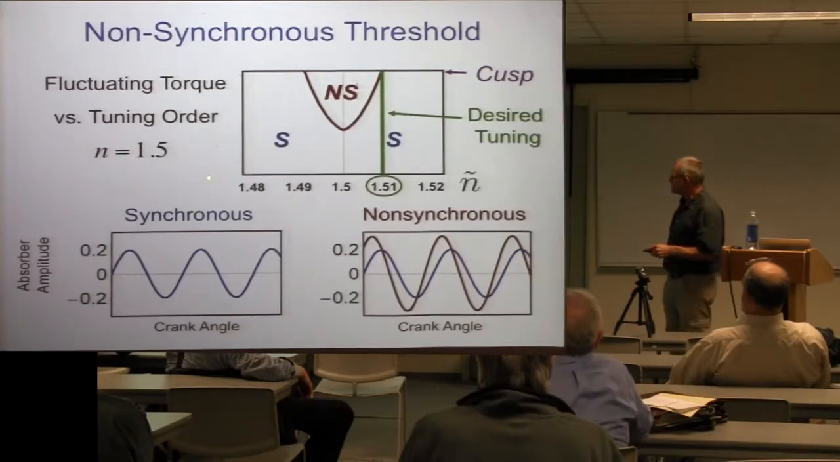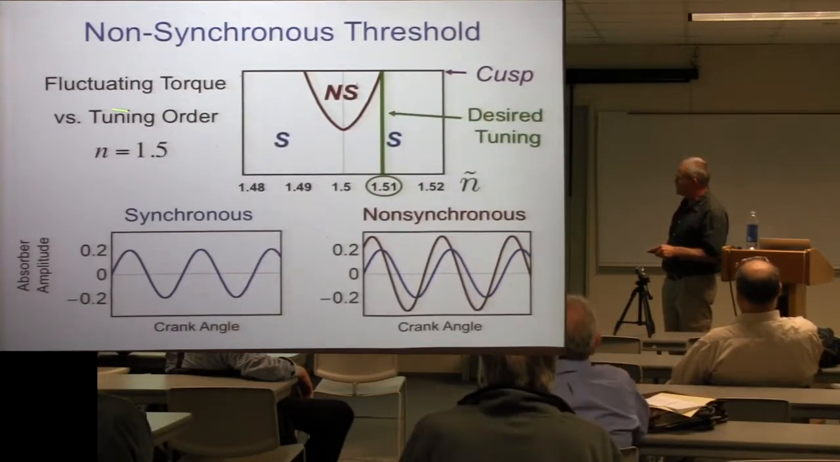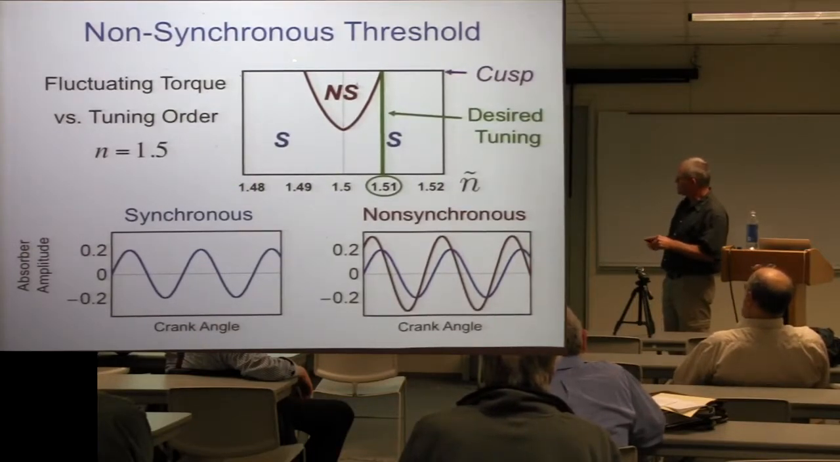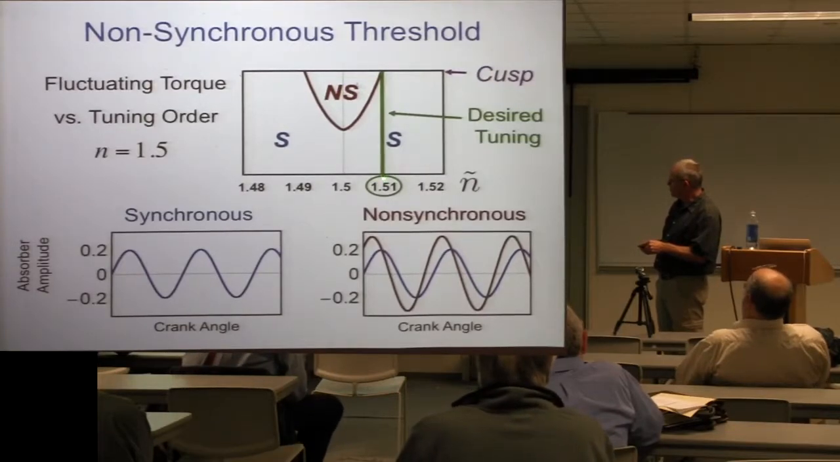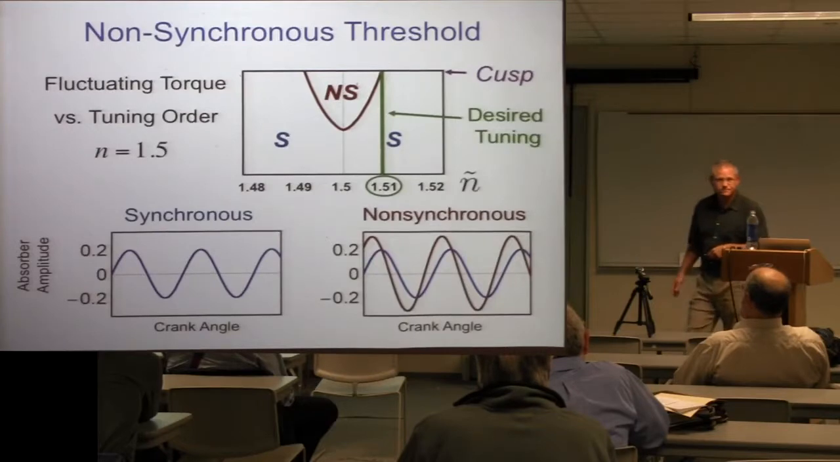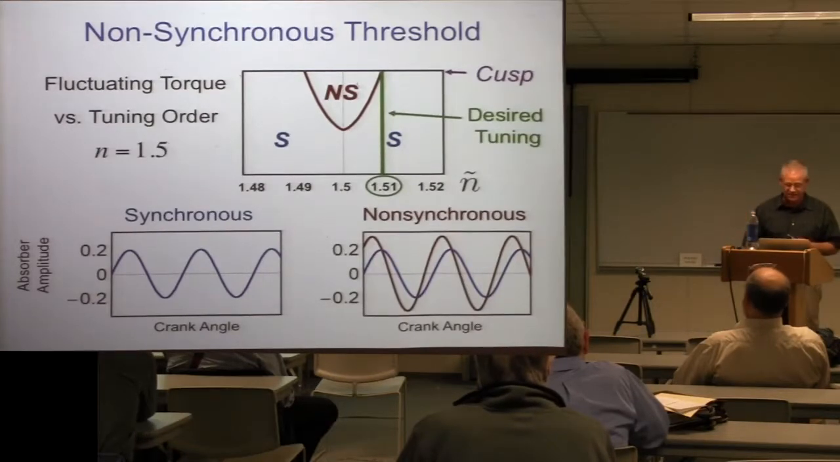So if I look at, this is say for n equal 1.5, this is like for a 3-cylinder engine. And this is the fluctuating torque order. This is the tuning of the absorbers. It turns out that this non-synchronous threshold looks something like this in this space. So we're stable, the synchronous motion is stable here and unstable here. And so what they do is they tune absorbers to 1.51, and then they know over their entire torque range up until the absorbers hit the cusp, you're not going to see this kind of thing. That's something that they actually take into account in their designs.